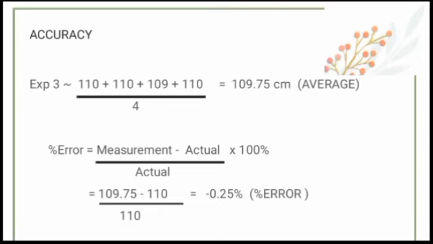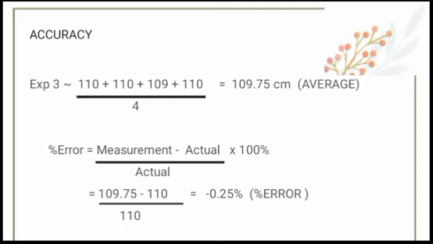For accuracy, one of the ways to get a more accurate result is to take an average of the numbers you got. Hence, the number closest to the actual number is more accurate. To get the average, we simply do the sum of the numbers over the number of numbers there, which in this case is all the numbers added together over 4. The reason we're using 4 is because we have 4 numbers there. And it's giving us an average of 109.75 centimeters.